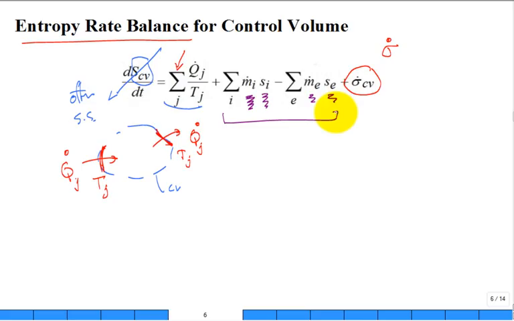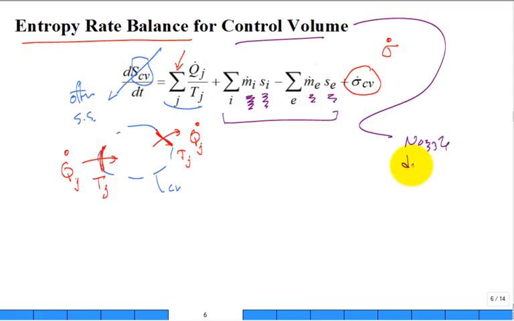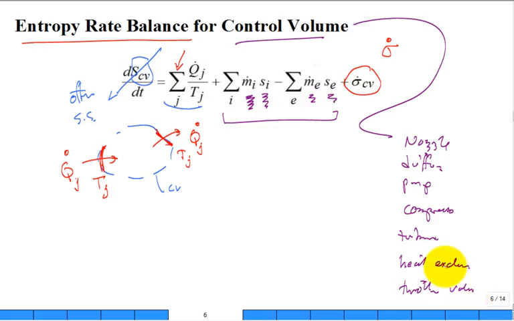For our control volume, what type of things do we analyze? Nozzle, diffuser, pump, another one, compressor, a what one? Turbine, and heat exchanger, and throttling valve. All of those, first law, right?